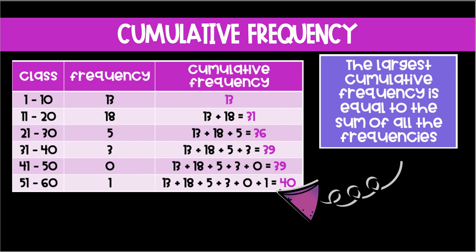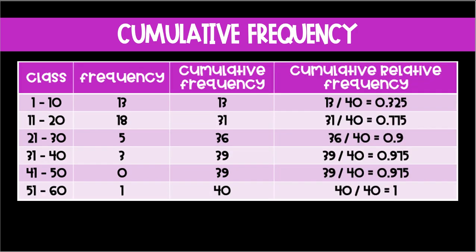And again, to find the cumulative relative frequency, you just take the cumulative frequency and divide it by the total. Remember that our last class cumulative frequency is the total sum of all the values, or all of the individuals, all the frequencies. So for each one of my classes, I'm going to divide the cumulative frequency by 40 to find the cumulative relative frequency.